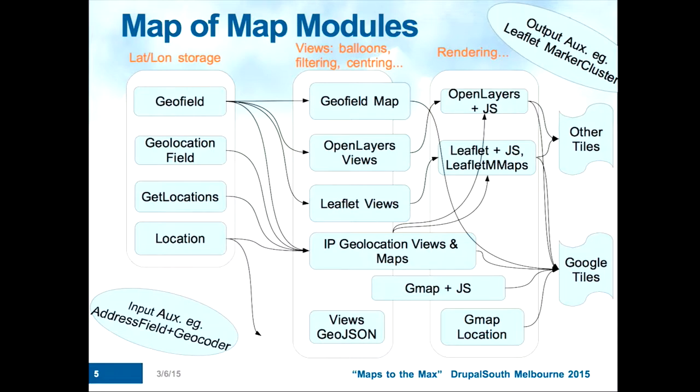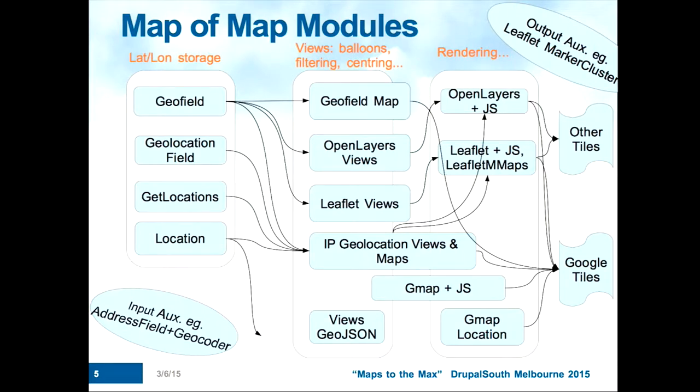Everyone knows about Google, but there's also OpenLayers, and most recently, Leaflet came on the market, which is a package that concentrates on mobile and being very light and nimble. Then in the middle, there's a section that usually involves views and an additional module that massages the results from views to make them suitable for maps. So those modules do stuff like color code your markers based on maybe a content type or a taxonomy term.